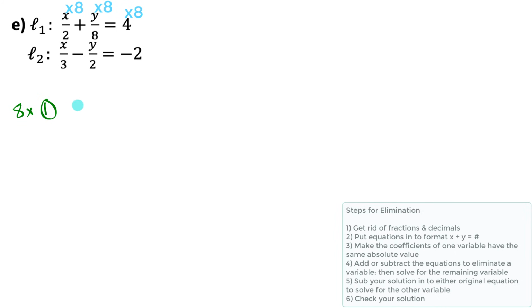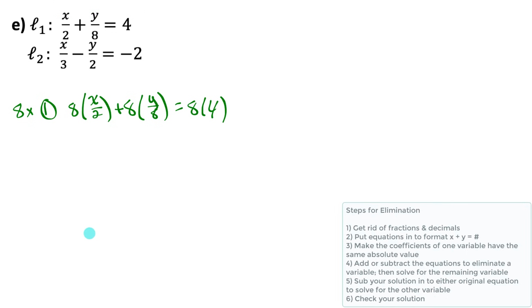So I need to do 8 times x over 2 plus 8 times y over 8 equals 8 times 4. Right? All three terms in that equation have to be multiplied by 8 to keep it balanced. And when I do this multiplying, 8 over 2 is 4, so that term is going to be 4x. 8 over 8 is 1, so that's going to be 1y. And 8 times 4 is 32. So I'm going to rewrite this as 4x plus y equals 32.